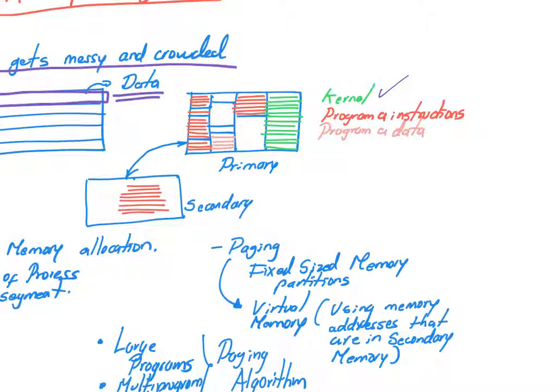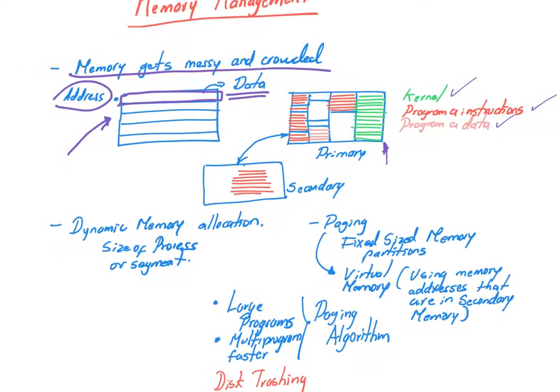When you load the operating system, the first thing you do is load all the kernel there, and then the operating system is checking that no one uses that space. And there are also instructions and data of the different programs that are being loaded into memory, and that is all handled by the operating system.